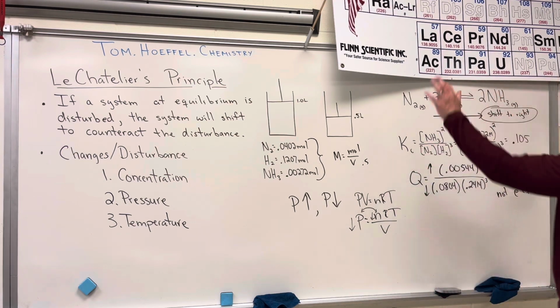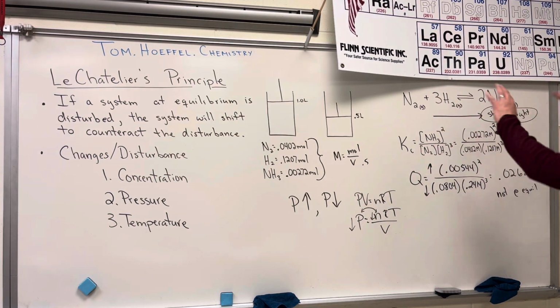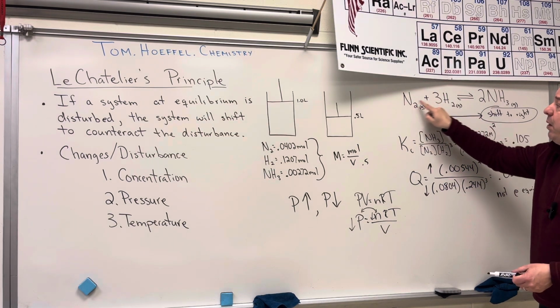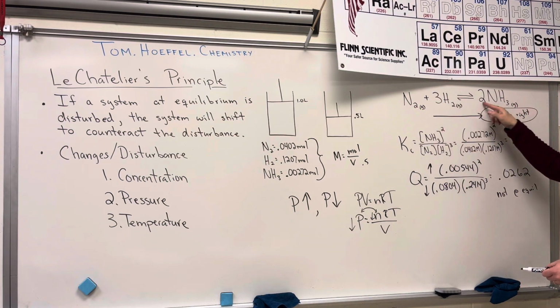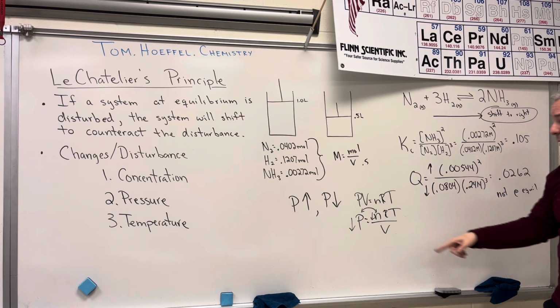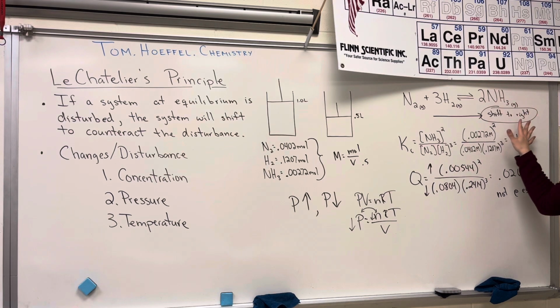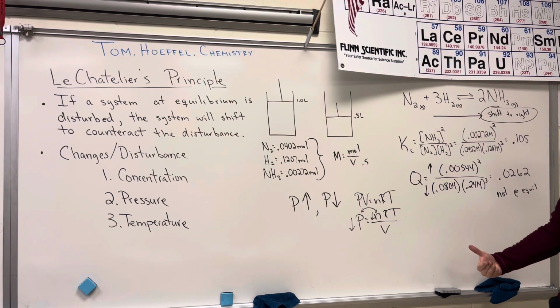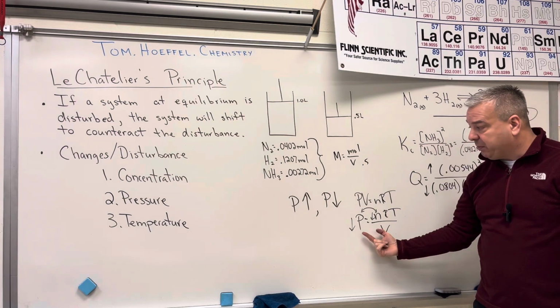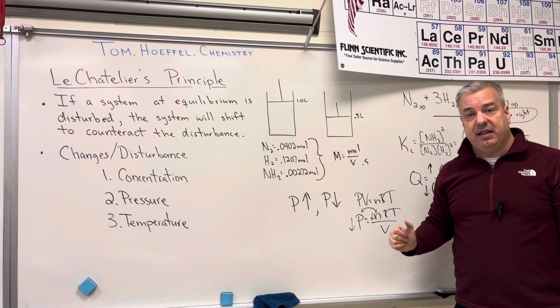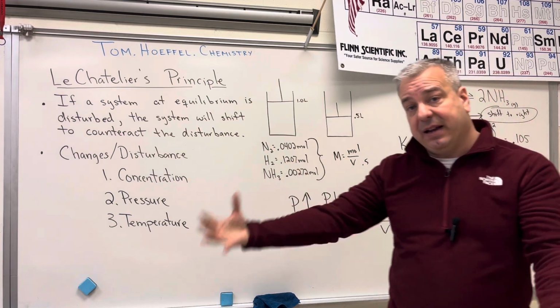So all I have to do qualitatively is look at my equation and say, okay, this left side has 4 moles and this right side has 2 moles. If I want to decrease the pressure, I have to decrease the moles. This is going to shift to the right in order to decrease the moles, which will decrease the pressure, which is the counteraction to the increase in the pressure due to my disturbance.